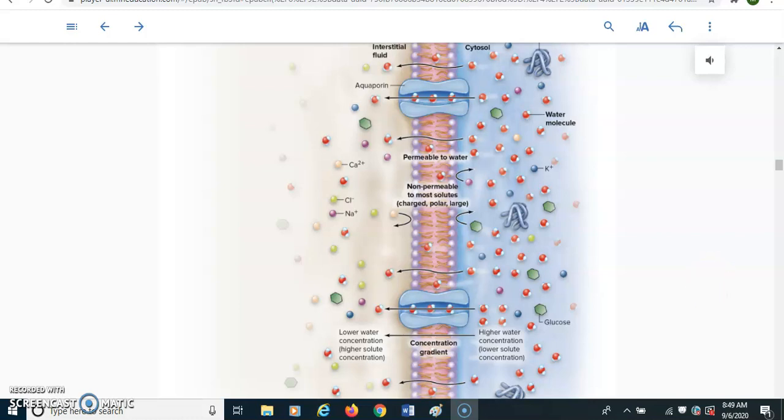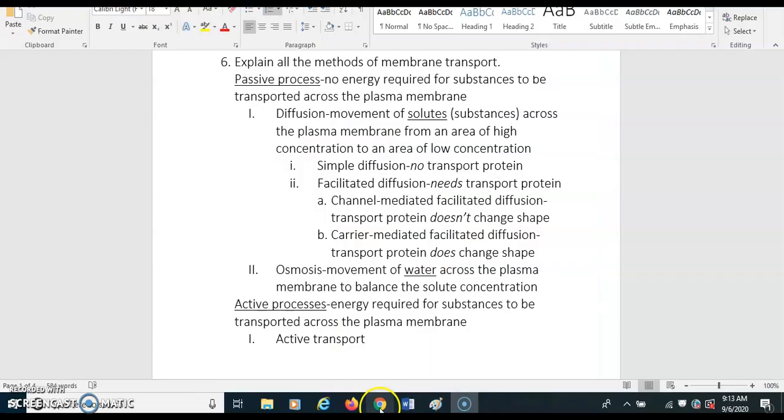All right, so now we're going to talk about why water will want to move in a certain direction across the cell or plasma membrane. That's what we're going to talk about next.